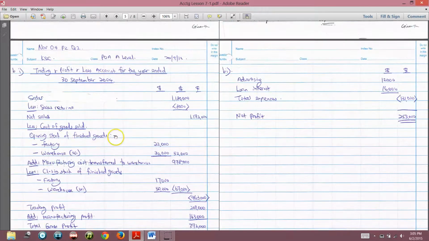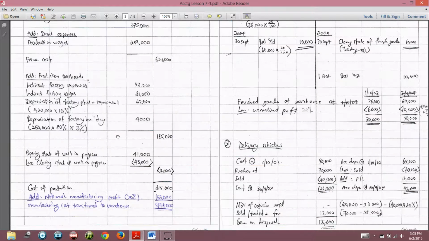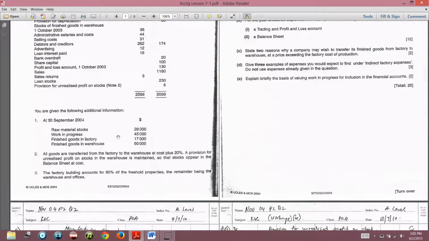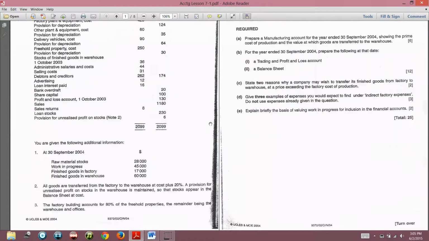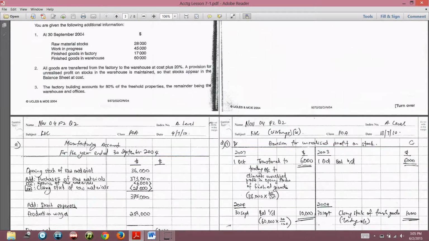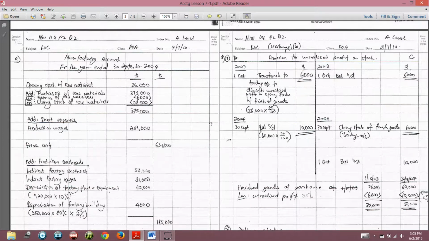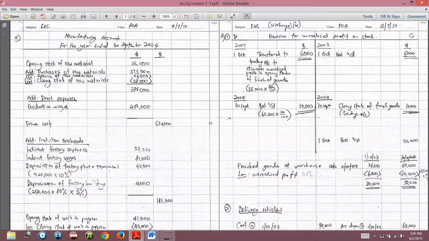Okay, so now we got to get started. Now we are going to look at the question. What is this? This is so complicated. How are we going to start? Okay, so now we look at our manufacturing account. The manufacturing account is like the factory account. That means the manufacturing activities in the factory. In other words, it is actually the factory account.